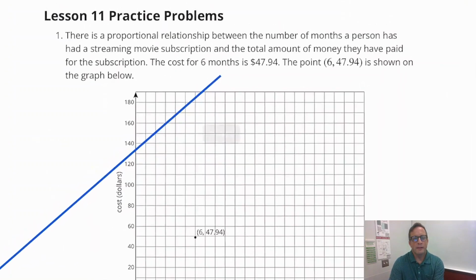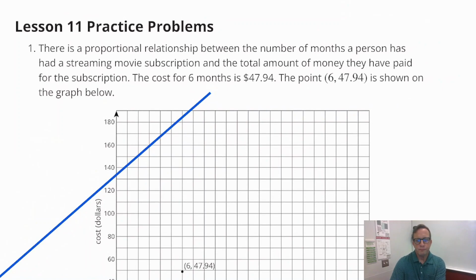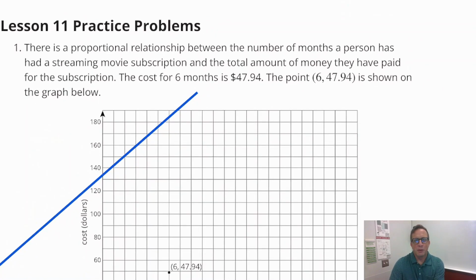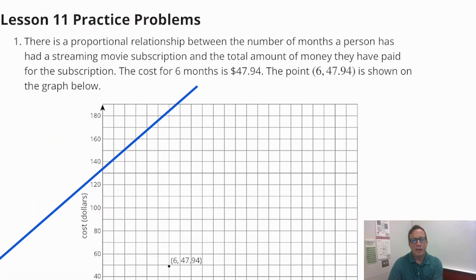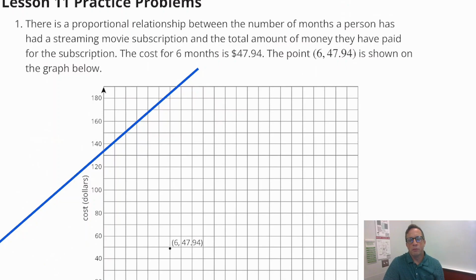Okay, for lesson 11 practice problems, there's a proportional relationship, which is nice. They got that right out of the way. There's a proportional relationship between the number of months a person has had a streaming movie subscription and the total amount of money that they paid for the subscription. The cost for 6 months is $47.94.